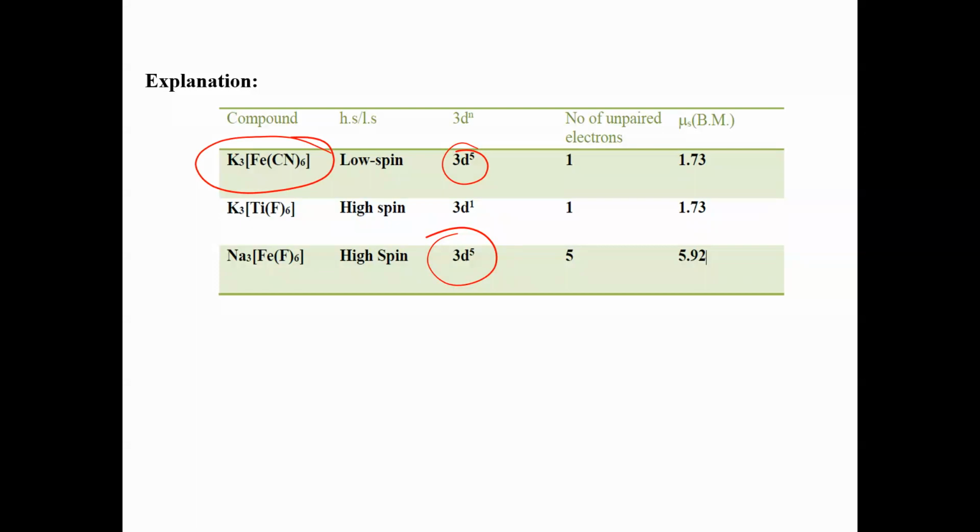So the magnetic moment of this complex will be equal to this one, that is the d1 configuration. Okay, because the unpaired electrons will be the same in both cases. But in this case, five unpaired electrons are there, so that will be showing a magnetic moment of 5.92.